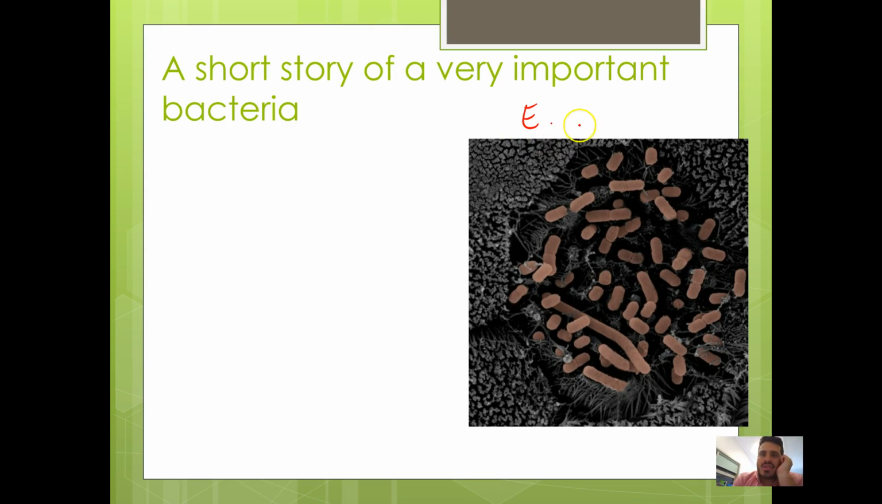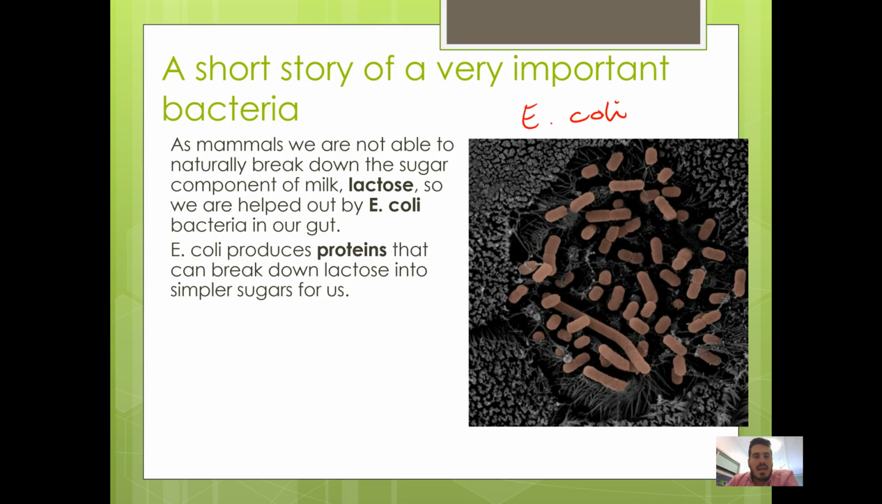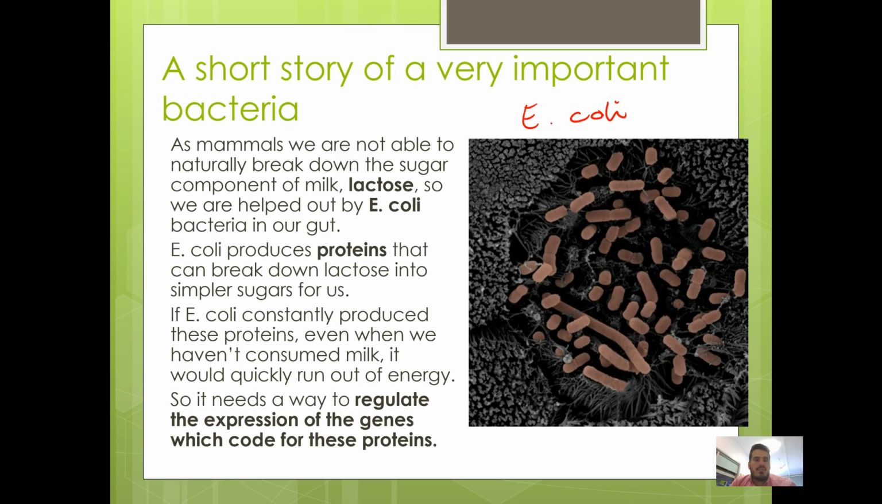So let's talk about a short story of a very important bacteria, and that's this guy called Escherichia coli. As mammals, we're not actually able to break down the sugar component of milk called lactose, and so we're helped out by this bacteria called E. coli, and they live inside our small intestine. E. coli produces proteins, more specifically enzymes, that can break down lactose into simpler sugars for us. If E. coli constantly produced these proteins, even if I haven't consumed milk, it would quickly run out of energy. Making proteins takes a lot of energy. So E. coli needs a way to regulate the expression of the genes which code for these specific proteins for the purpose of saving and conserving energy.